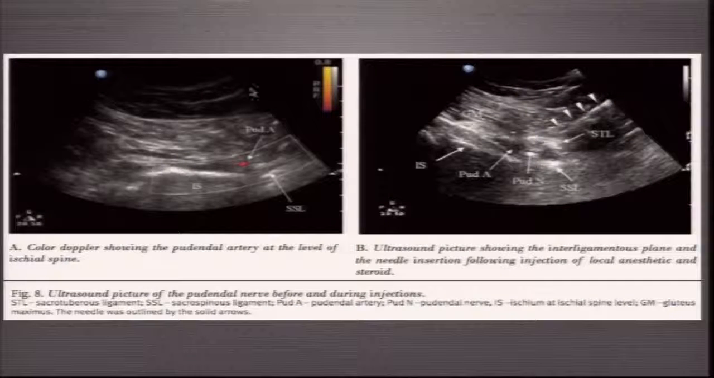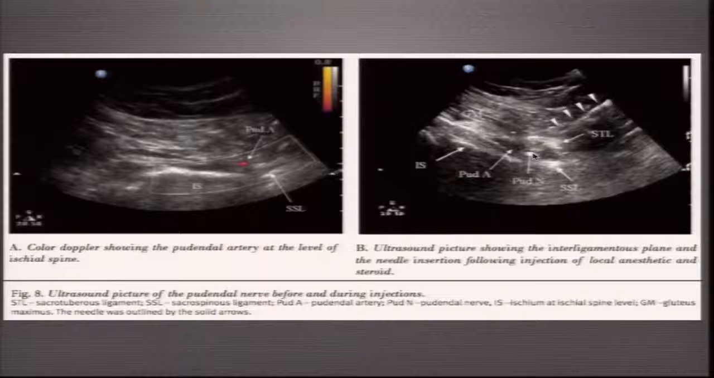In this image, you can see the ischial spine, again, a bright highlight with dark shadow behind it. And with the color flow Doppler, you can see the artery is identified on color imaging. Once the artery is identified, the needle can be advanced towards the artery, and you can see the sacrotuberous and sacrospinous ligaments are more hyperechoic than the tissue around it. And once the injectate enters into the space between here, they become more distinct, and the nerve becomes distinct as well, lying in this plane.